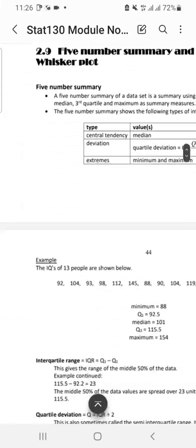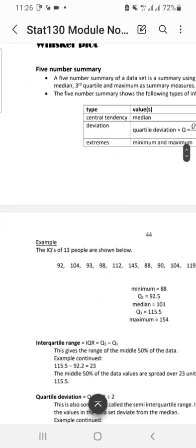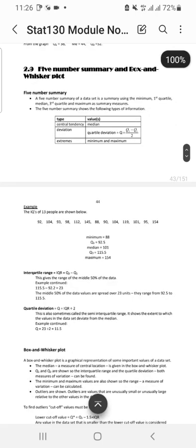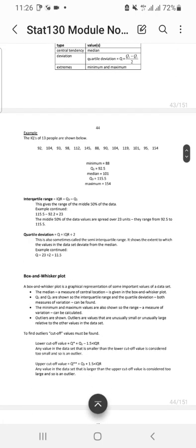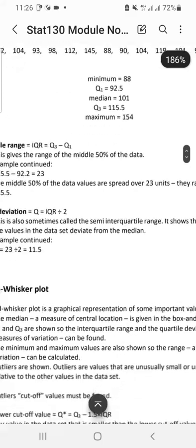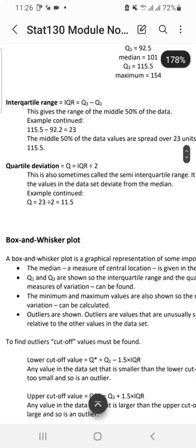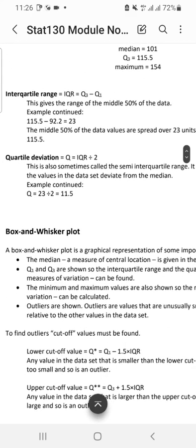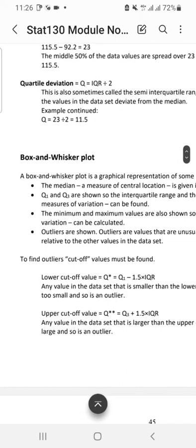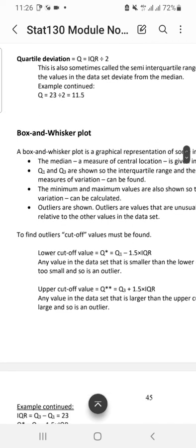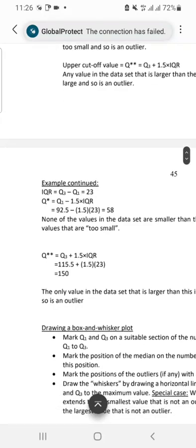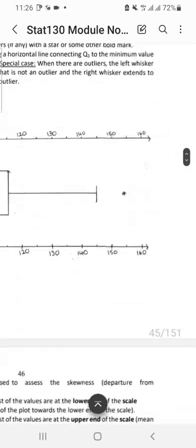Now, as you go down, five number summary, this is like grade 12 work. You must know your median, the quartile 1, quartile 2, quartile 3, minimum and maximum, right? Five of those. Know how to work out your interquartile range and know quartile deviation, right? So that is equal to the interquartile range divided by 2. Box and whisker, the only question they can ask is this: is it positively skewed, negatively skewed, and so on.